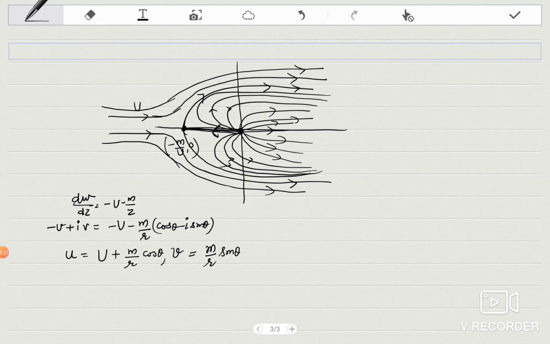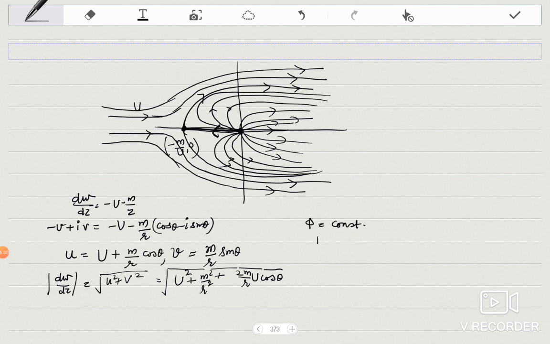Similarly, you may find the magnitude of velocity. Magnitude of velocity is |dW/dZ|, and this is the square root of u square plus v square. So you may solve it and find the square root of U square plus m square upon r square plus twice m upon r U cos theta. This is the magnitude of velocity. Similarly, you may find the potential lines. You put phi is equal to constant and get the potential lines. And thus this article is completed.